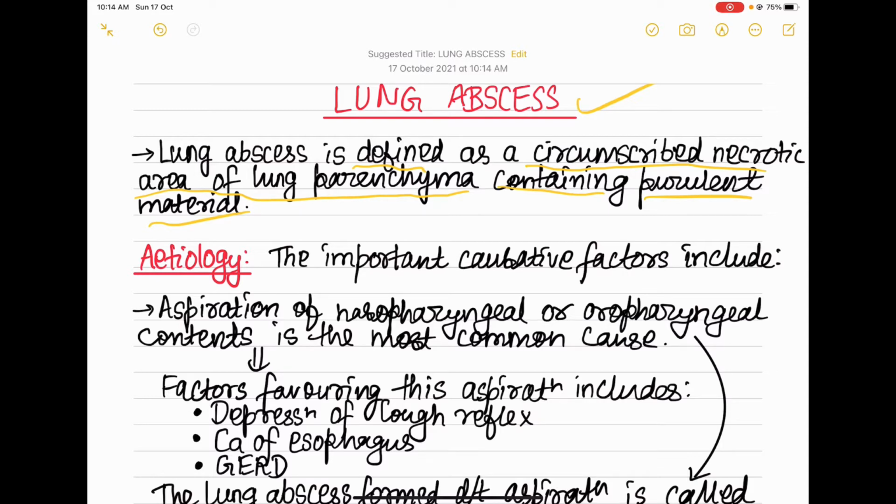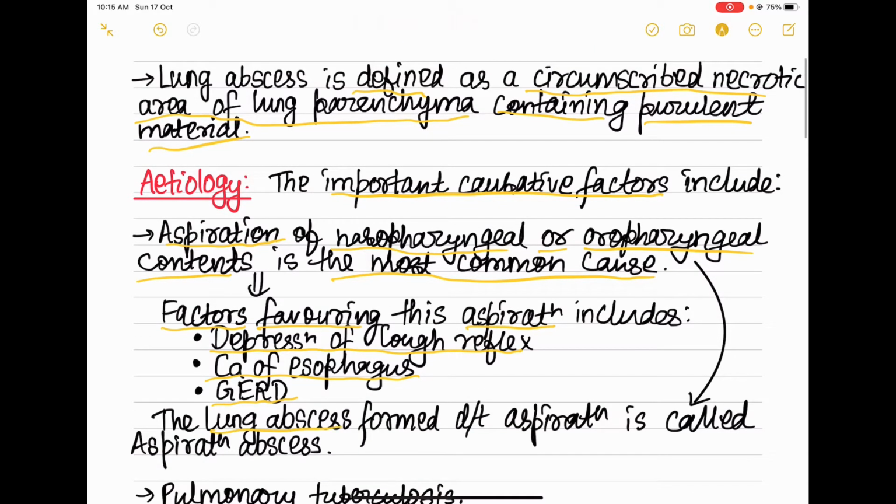Now coming to the etiology of lung abscess. The important causative factors include the following. First is aspiration of the nasopharyngeal or oropharyngeal contents. This is the most common cause for lung abscess. Coming to the factors which favor this aspiration, it includes depression of the cough reflex, then carcinoma of esophagus and gastroesophageal reflux disease. The lung abscess which is formed due to aspiration of this oropharyngeal or nasopharyngeal content is called aspiration abscess, that is aspiration lung abscess.